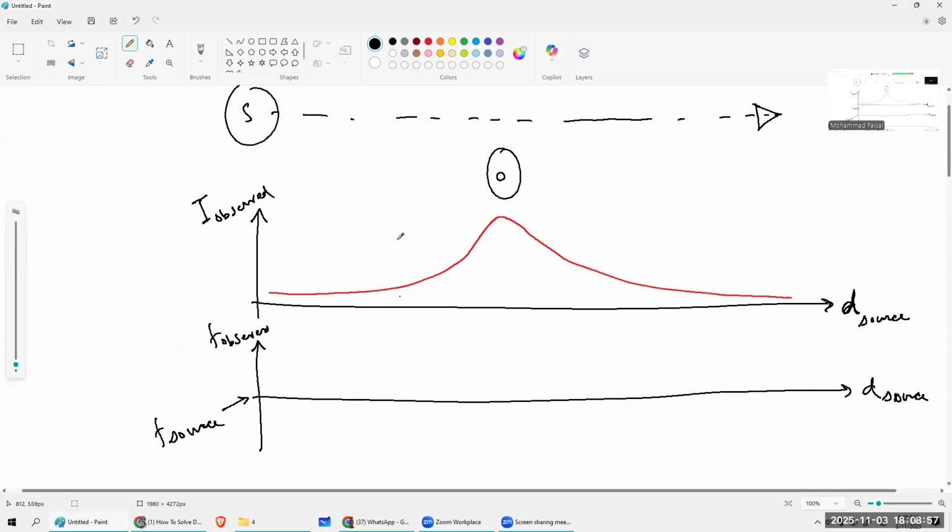Look. For as long as the source is coming towards you, let me draw the dotted line, as long as the source is coming towards you, you're going to keep on hearing a constant high frequency, assuming that the source has a constant speed. Drops down.